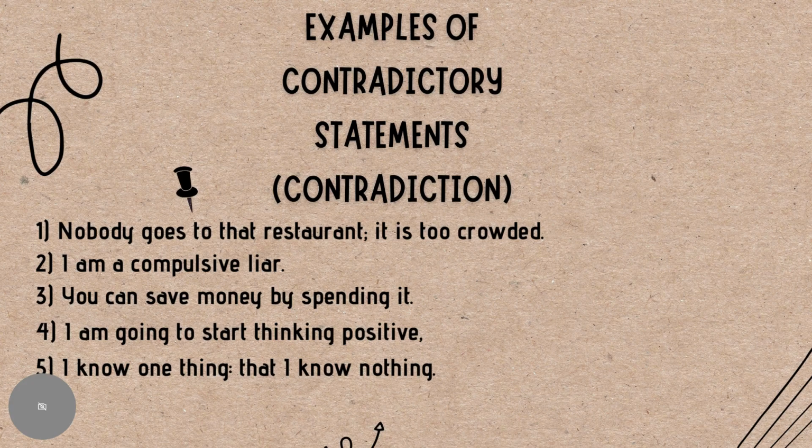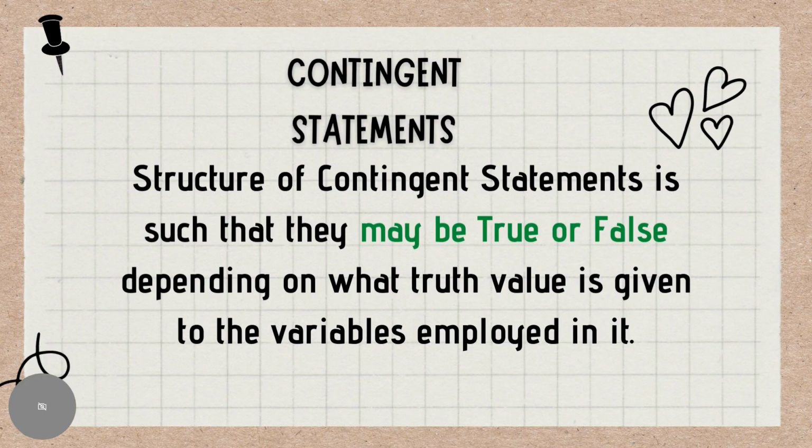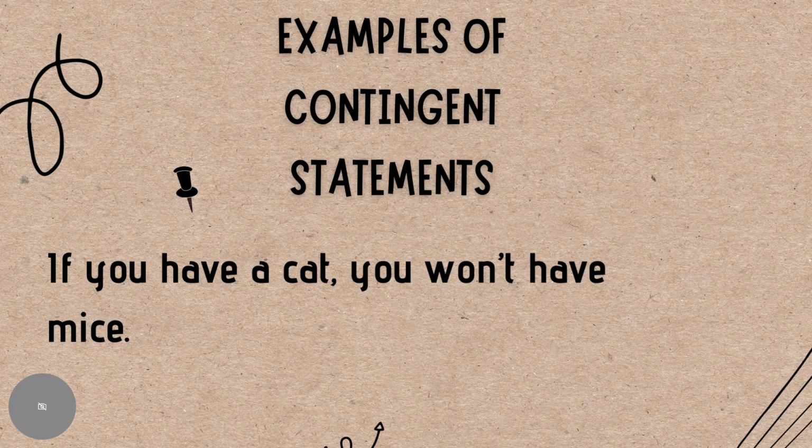So now let's take a look at the next specific form, which is contingent statements. The structure of a contingent statement is such that it may be true or false depending on what truth value is given to the variables employed in it. If you take an example of a contingent statement: if you have a cat, you won't have mice. This is true, right? It may be true or may not be true. A cat may eat the mice or the cat may not eat the mice.